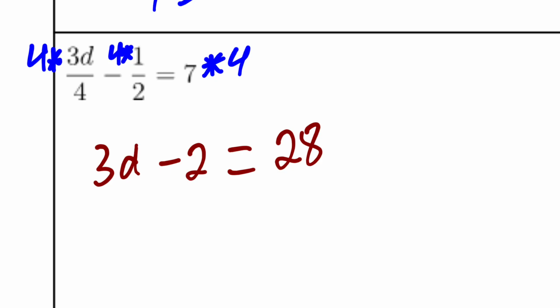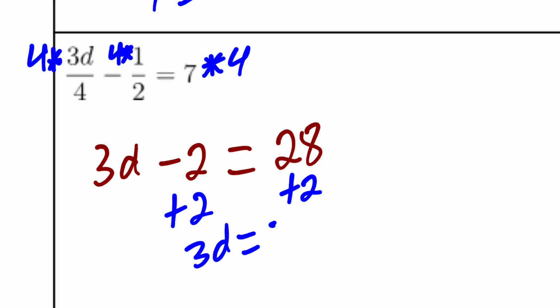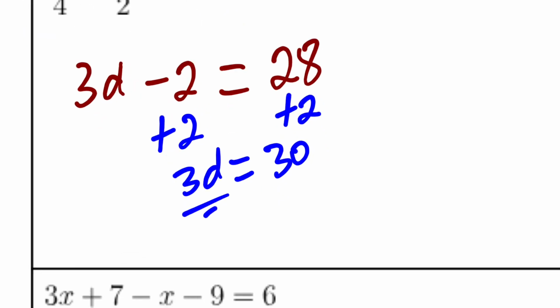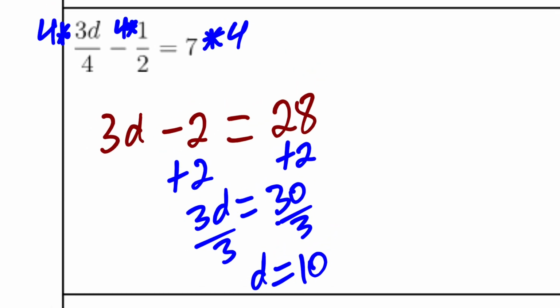Now I can proceed like normal. It's a two-step equation. I'm going to add 2 to both sides. I get 3d is equal to 30. When I divide by 3, I get that d is equal to 10. Sometimes multiplying by the right number can make a problem a lot easier.